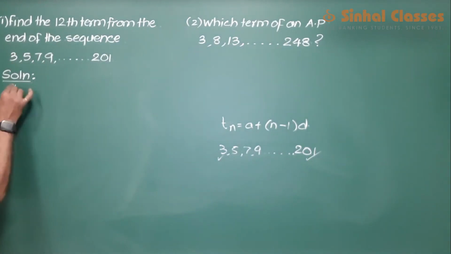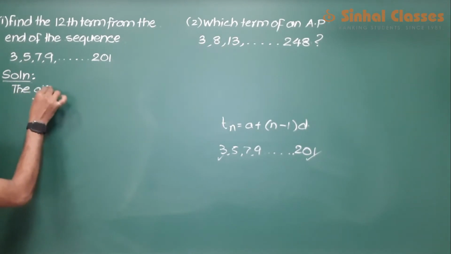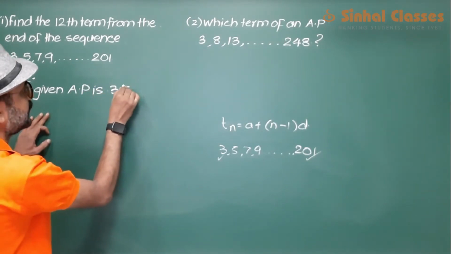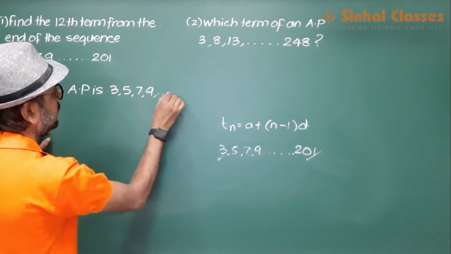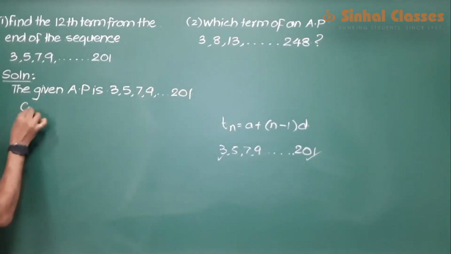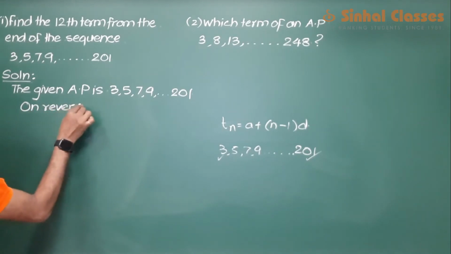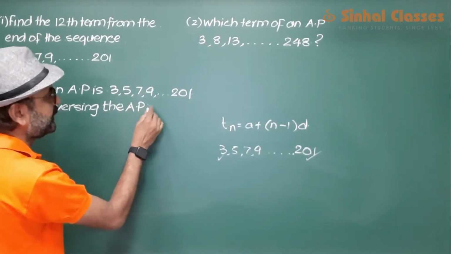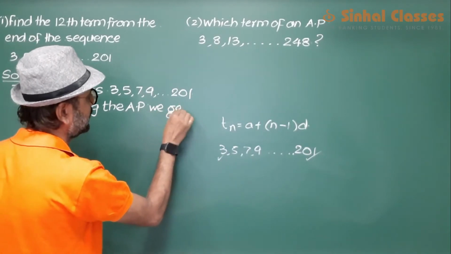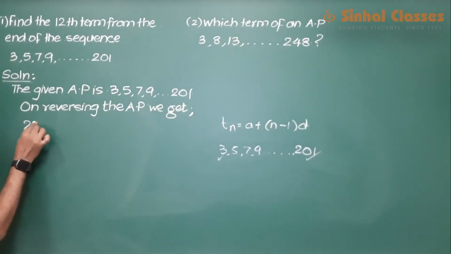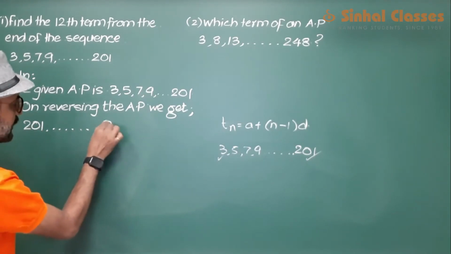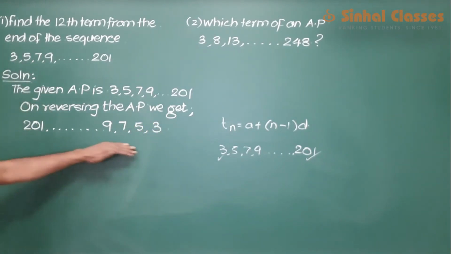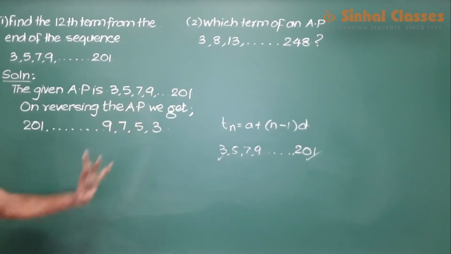So we will write the given AP as, on reversing the AP, we get 201, 9, 7, 5, 3. Children, on reversing the AP, now 201 has become the first term and 3 has become the last term.